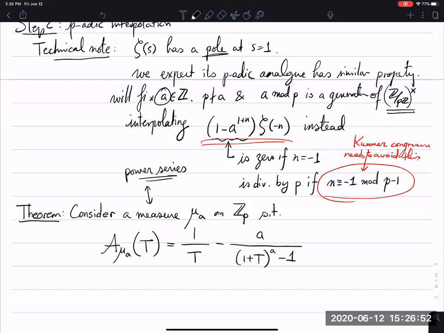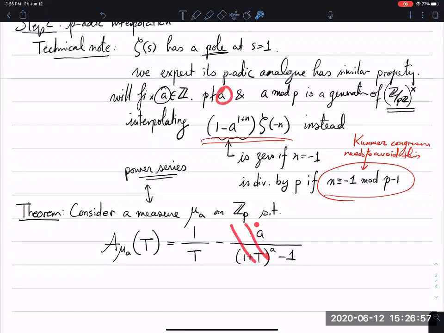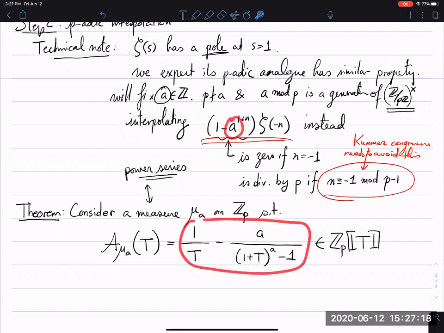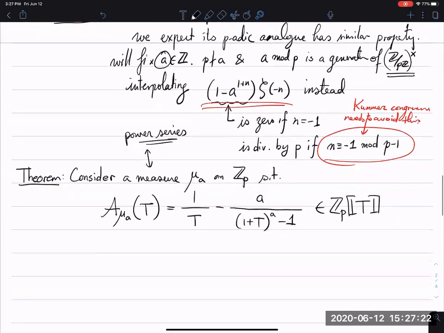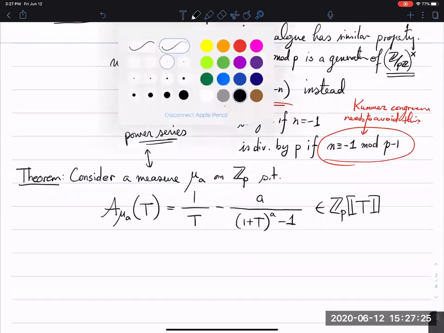Basically, you can see that if you don't choose this a here, then you don't have this term, and the p-adic function will be 1 over T. This doesn't quite belong to what you wanted to be a power series in T, because 1 over T is not a power series in T. So you have to subtract the pole. When you have this a here, it automatically gets rid of this pole 1 over T. But let's do this calculation a little bit more carefully.